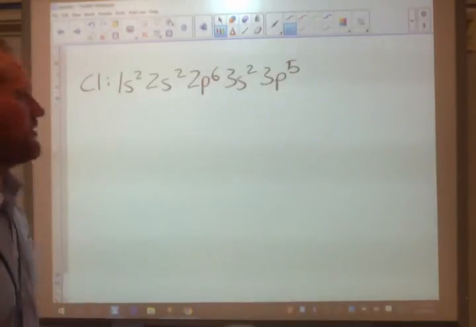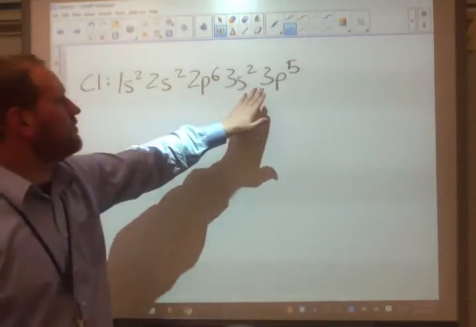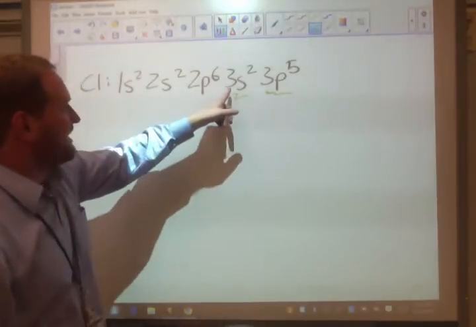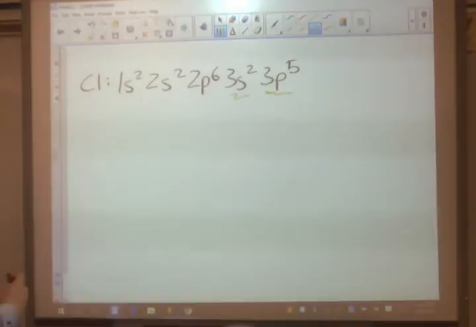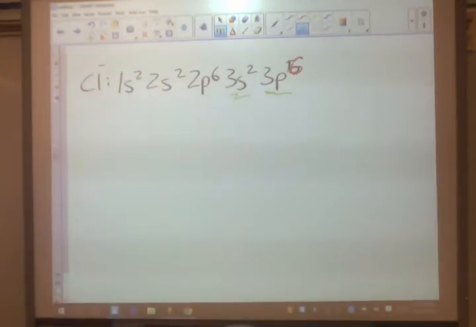Make this a 3p6. And this just shows you why things like chlorine are so reactive. It's so close to filling up its valence electron shell here. It has 2 and 5. It has 7 and wants to get to 8. So that's why it's very, very reactive. So you would just make this a 6, and that becomes your Cl-.